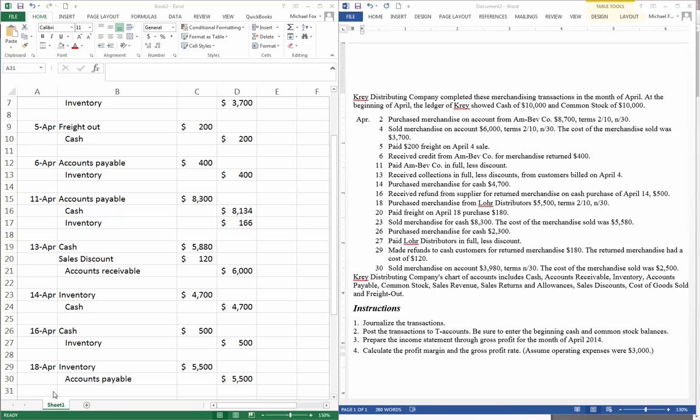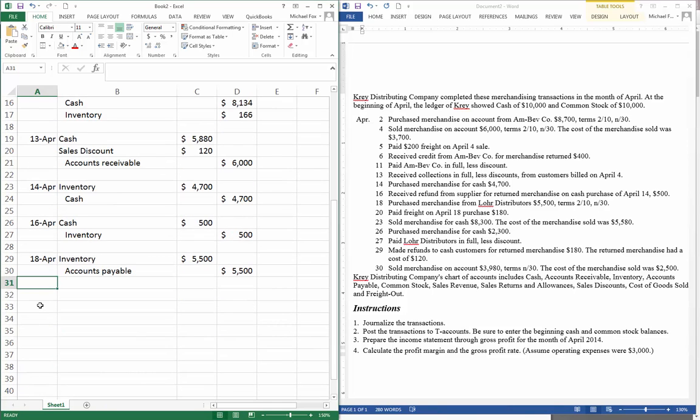On the 20th, paid freight on April 18th purchase of 180. So here's freight paid on a purchase. So we're going to add the cost of that freight to our inventory, $180. And paid in cash, so our cash will go down by 180.